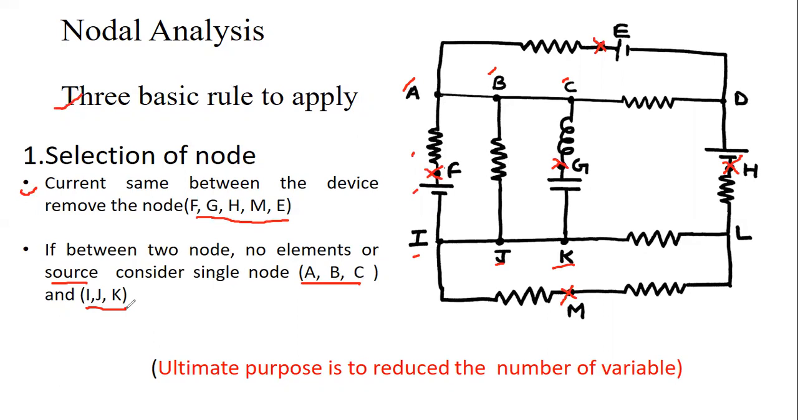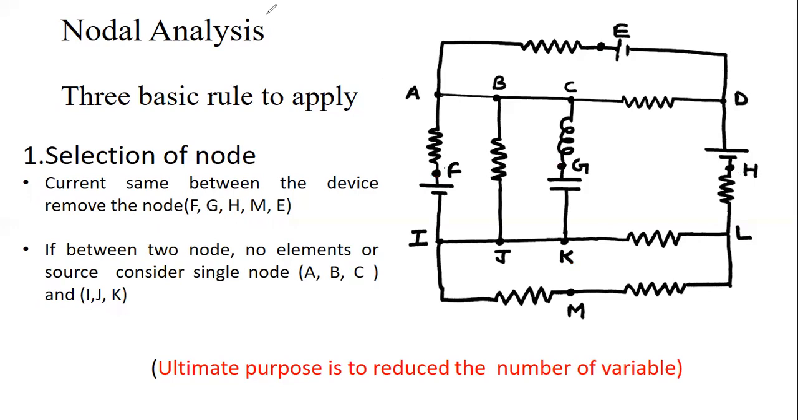So the ultimate purpose of the selection of node is the selection of the minimum number of nodes. In nodal analysis, the number of nodes equals the number of equations. So just try to minimize the nodes as much as possible. So the first point is the selection of node.